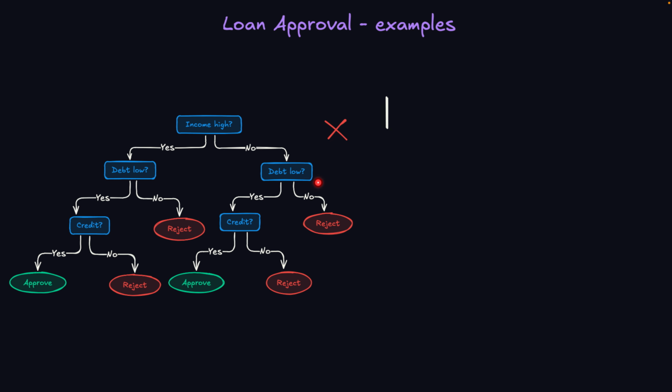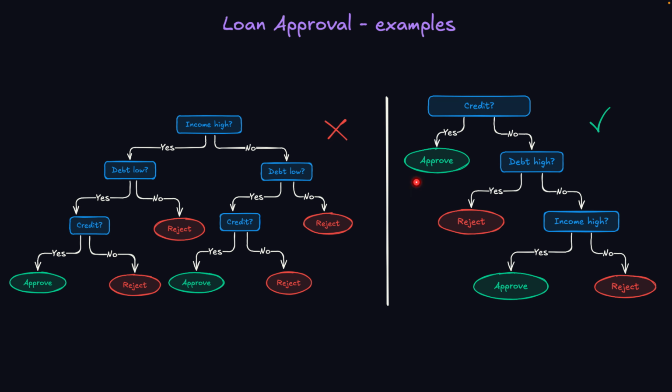Let's look at another example where we ask the right questions and that leads us to the right decision very quickly. The first question that we are asking here is whether they have a good credit score or not. If they have a good credit score, we immediately approve their application. Only if they don't have a good credit score, we ask other questions, and based on that we will decide whether we want to approve their loan or reject their loan, right? So this is the right way to ask questions.